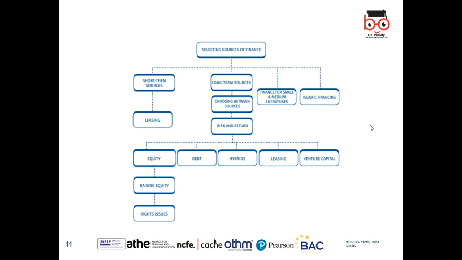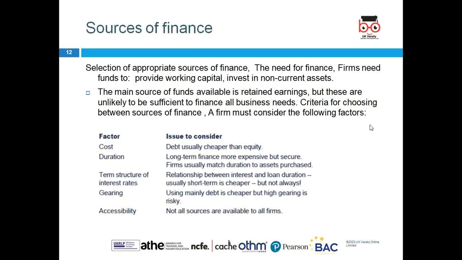Okay, so we need to look at equity, debt, hybrid, leasing, and venture capital. All these are different sources of finance. When we decide on the sources of finance, please remember first thing, cost. Debt is cheaper than equity. We looked earlier at the term structure, and we need to look at interest rate. We need gearing. Let's think about high gear. If you drive your car in a high gear, what will happen? High risk, yes.